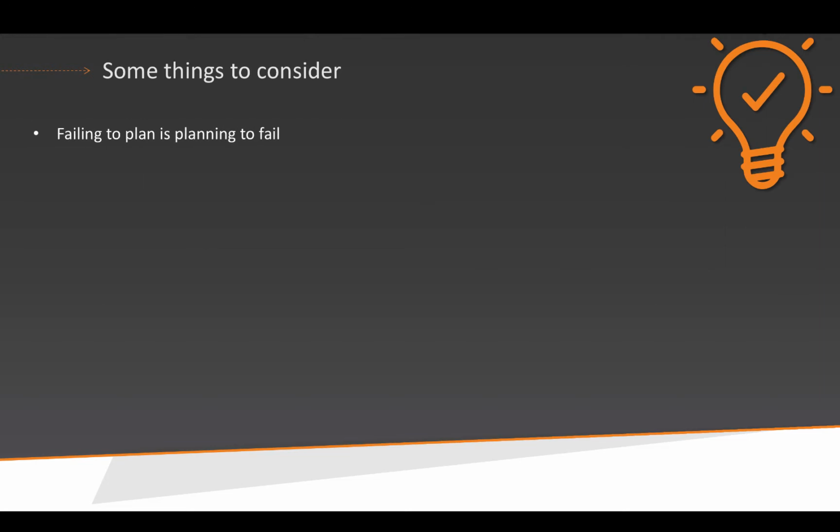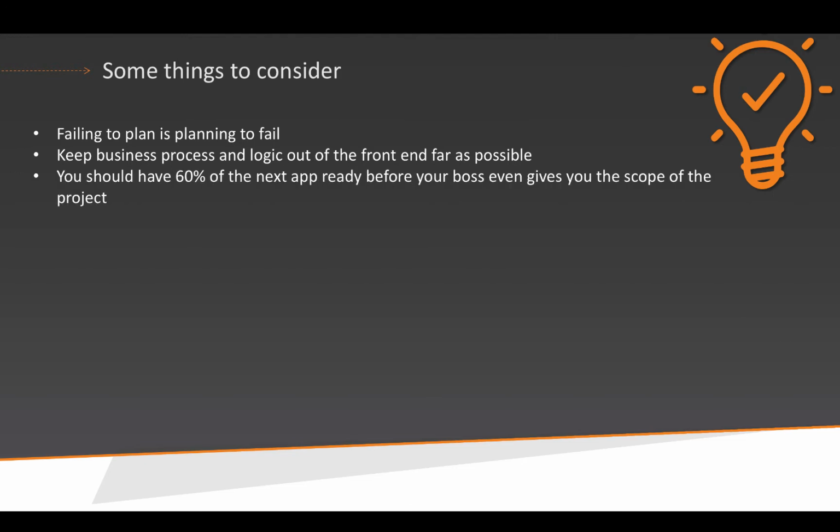So some other things to consider. First of all, failing to plan is planning to fail. That doesn't change. Power Apps doesn't fix that for you. You still need to do that. Then, like we mentioned earlier, keep business process and logic out of the front end as far as possible. And if you do that correctly, you'll have 60% of your next app ready before your boss even gives you the scope of the next project.